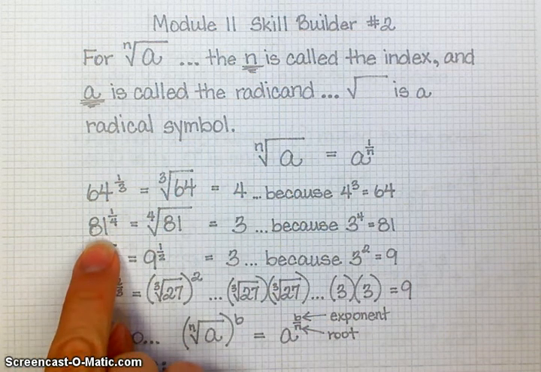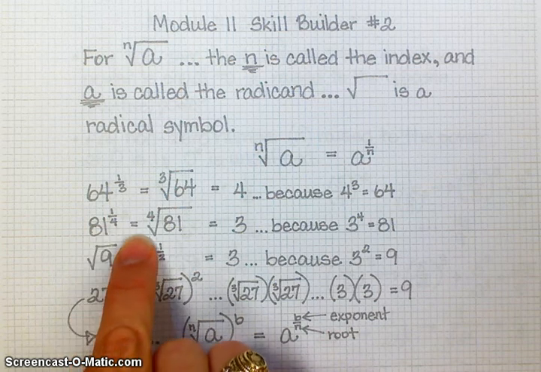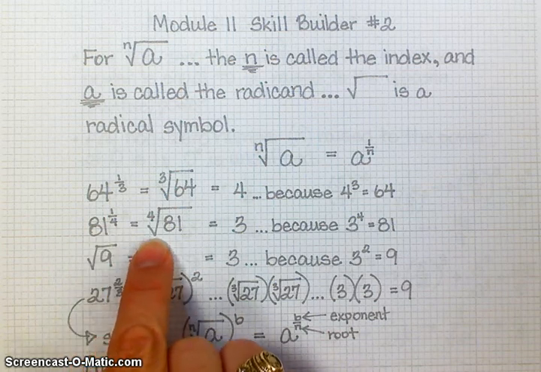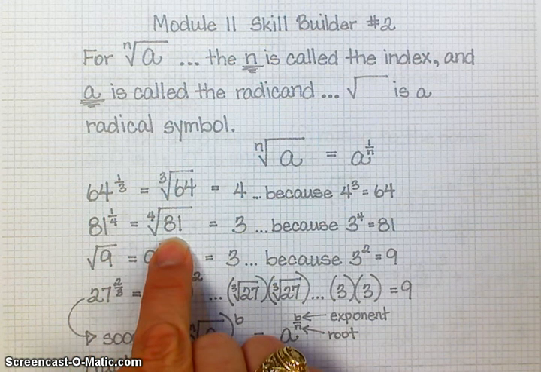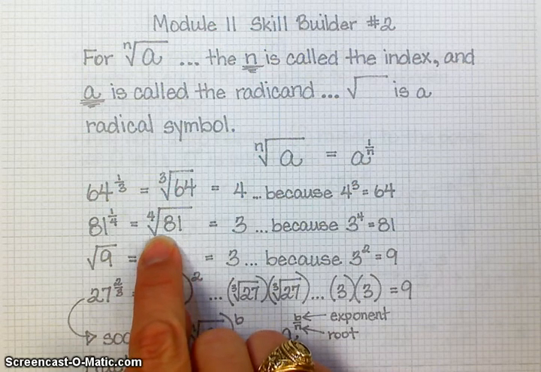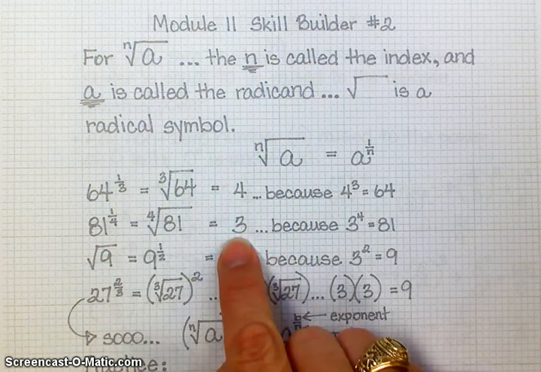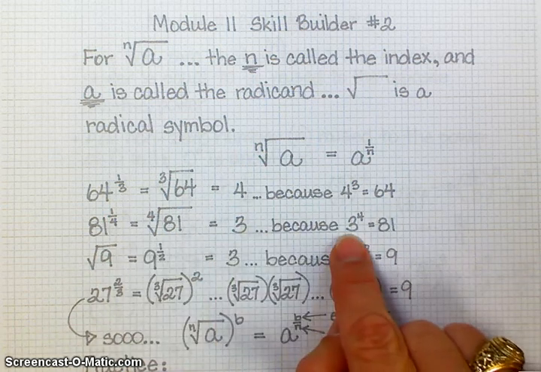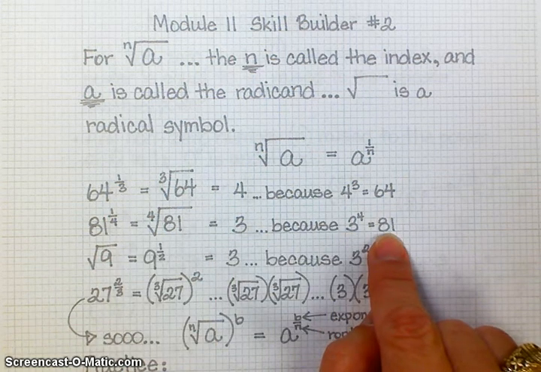81 to the 1/4 power is actually asking you, give me the 4th root of 81. What number multiplied by itself 4 times is going to give you 81? Well, that's going to be 3 times 3 times 3 times 3. So the 4th root of 81 is 3. Why? Because 3 to the 4th is 81.